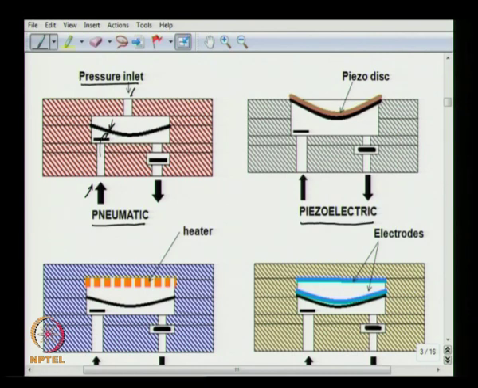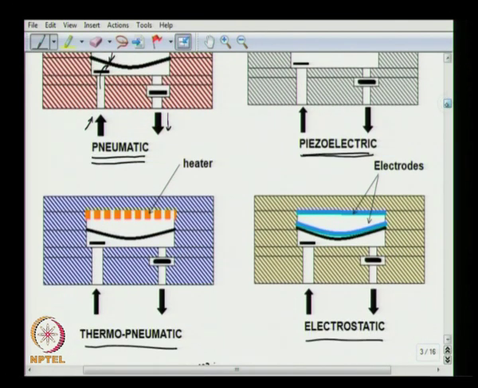So, the valve will open and the fluid will come inside the chamber, and when the pressure increases above the outlet pressure, the outlet valve will open and the inlet valve will close, and the fluid will go to the outlet. So, that is the principle based on which pneumatic micro pumps work. Similarly, piezoelectric pumps work in a similar manner, but here the actuation principle is based on a piezoelectric mechanism, rather than pressure driven membrane actuation.